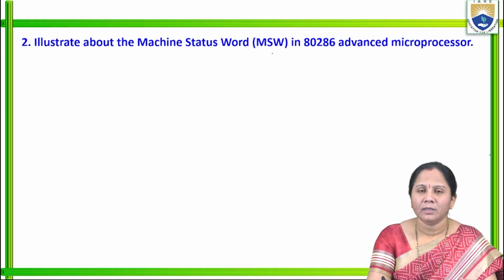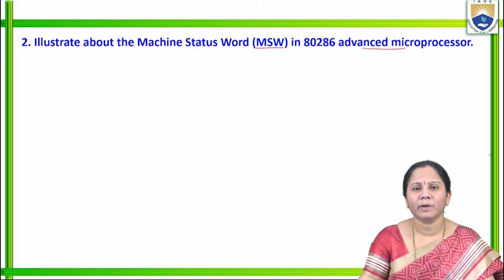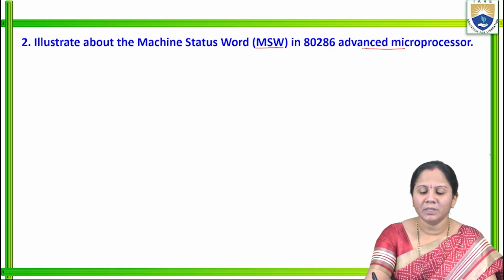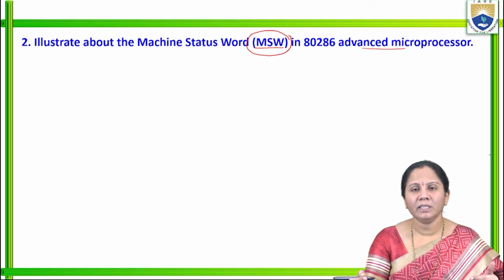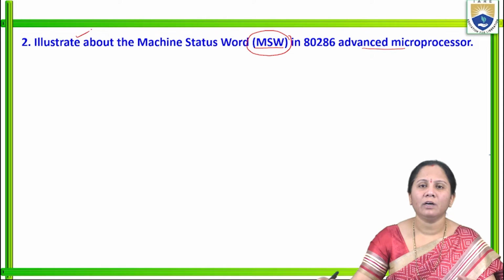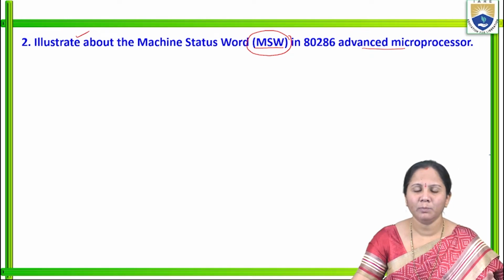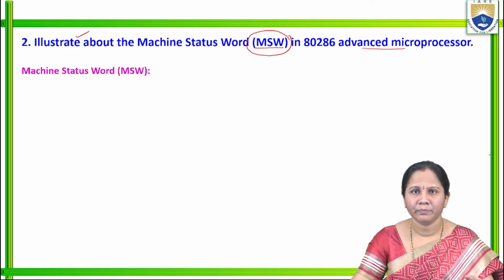And the second one is: illustrate about the machine status word in 80286 Advanced Microprocessor. That means here we have to draw the format of this machine status word. By seeing that format, we should clearly indicate what are the bits present in that format, and we have to explain about the function of each bit, the importance of each bit in the machine status word.